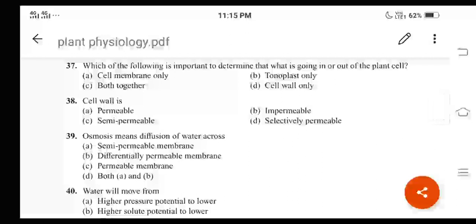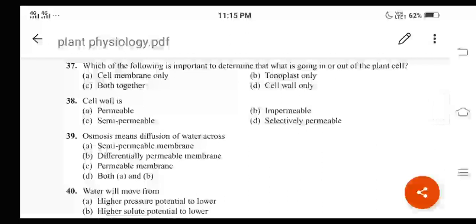Both are there. We have already studied this concept. In plant cells, the cell membrane and the membrane of the vacuole, the tonoplast, together are important determinants of movement of molecules in or out of the cell. So option C is the correct answer. And let us go for question number 38.